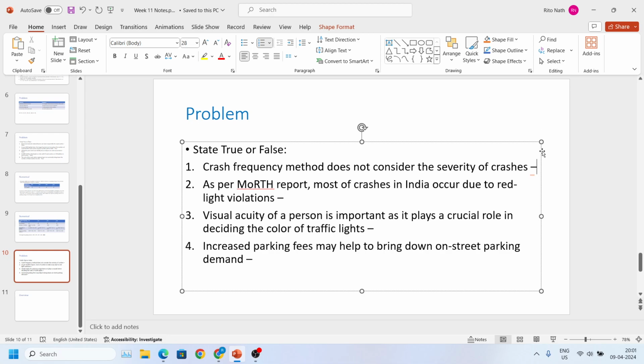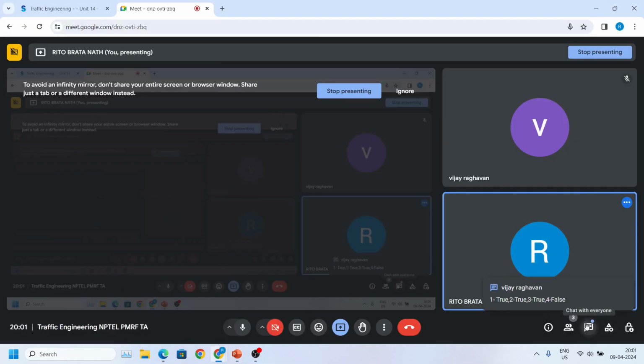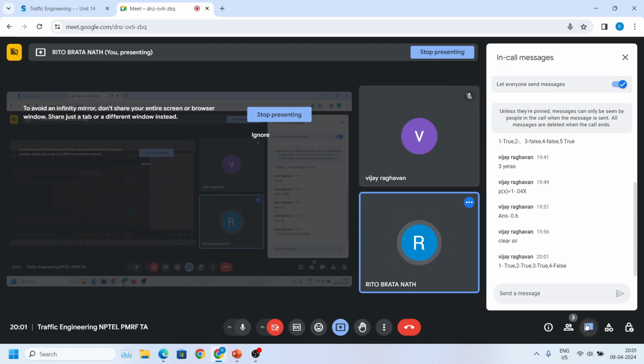So the first one is crash frequency methods. This is true because it doesn't take the severity into account. Okay, so true, true, true, false. Okay, let's check.